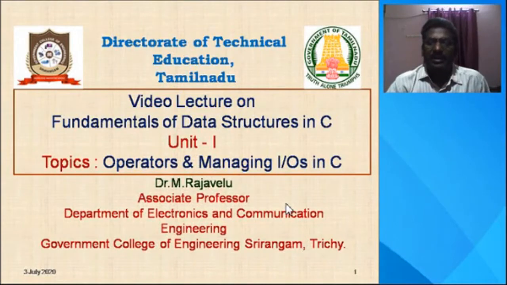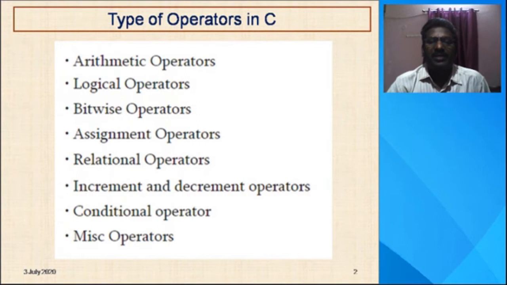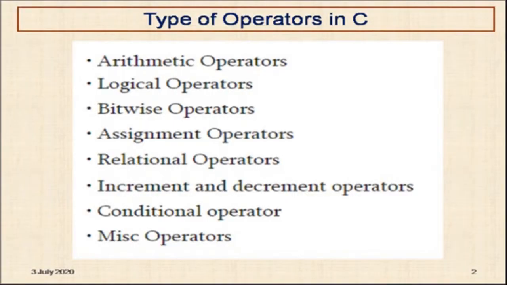Hello everyone. In this video lecture, we are going to discuss operators and how to manage the input and output in C language. You have different types of operators like arithmetic operators, logical operators, bitwise operators, assignment operators, relational operators, increment and decrement operators, conditional operator, and miscellaneous operators. The increment and decrement operators, of course, come under the arithmetic group. So let's see one by one.